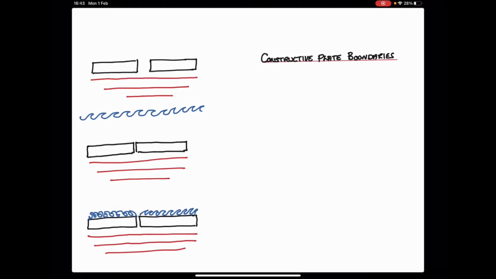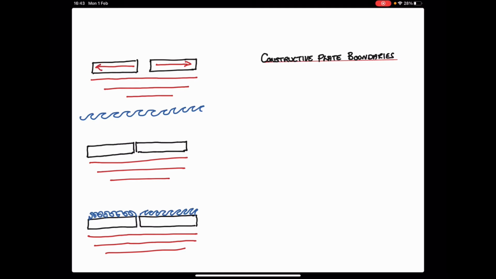In this short video, we're going to be looking at constructive plate boundaries. Constructive plate boundaries are a divergent plate boundary. This means that the plates are moving away from each other in opposite directions.